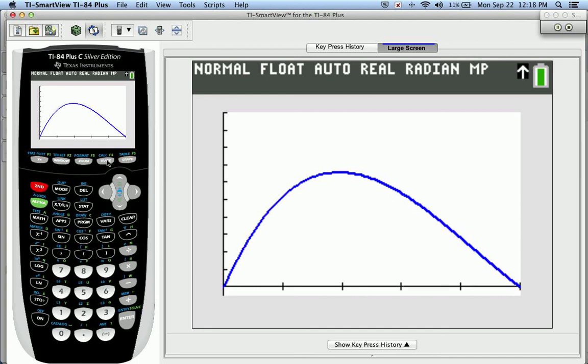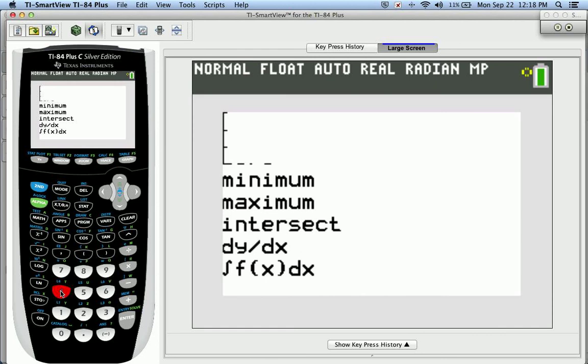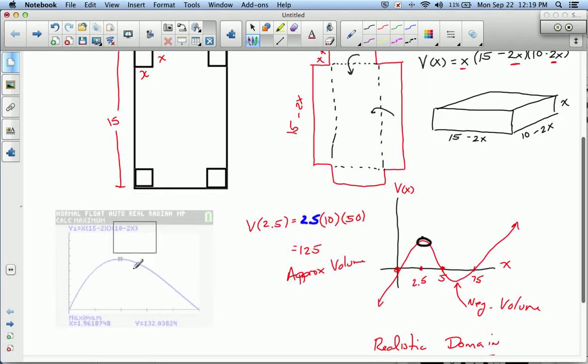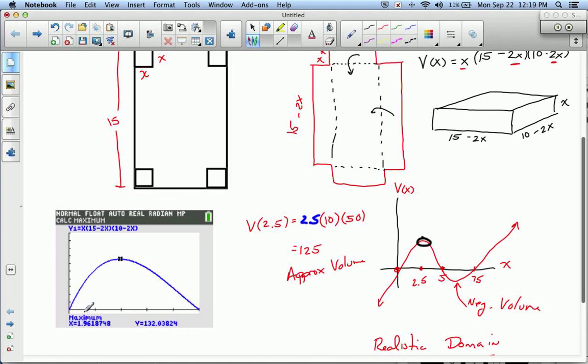How do we find that? Second trace, maximum is number 4. It's asking for a left bound, so we know the max is in here. I'm going to go to the left of it and hit enter. Now it wants a right bound, so I'll go to the right of the top. Hit enter, and for the guess, let's take a guess somewhere in between. Enter, and there's our answer. We'll drag that onto here. The x value that maximizes the volume is about 1.96, so V of 1.96 is approximately equal to 132 cubic inches.